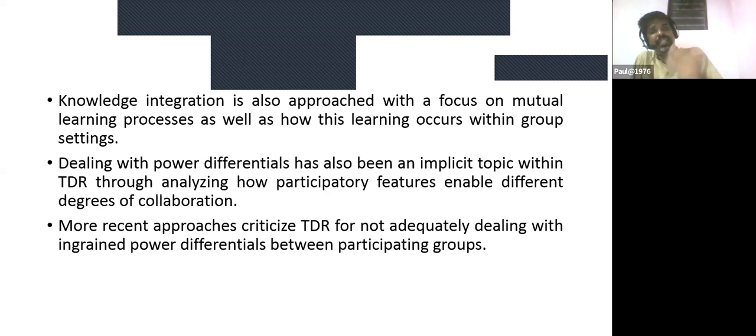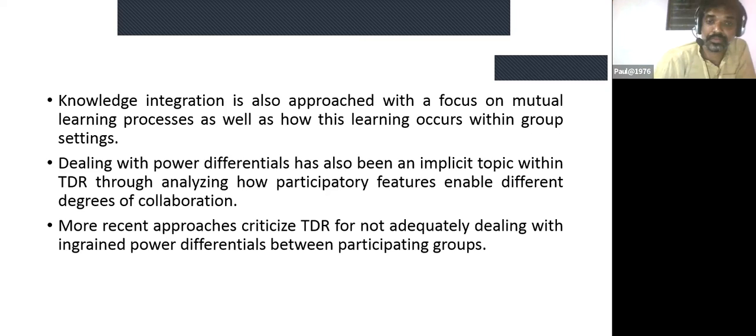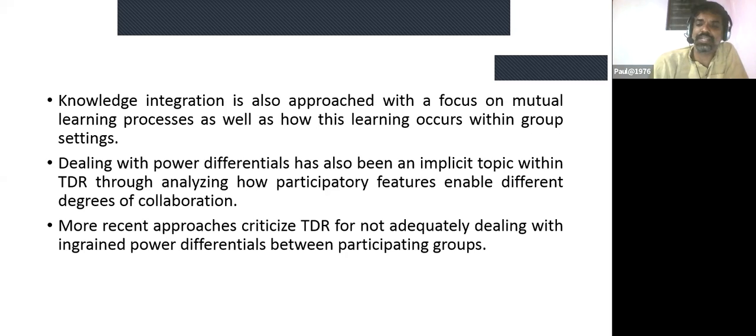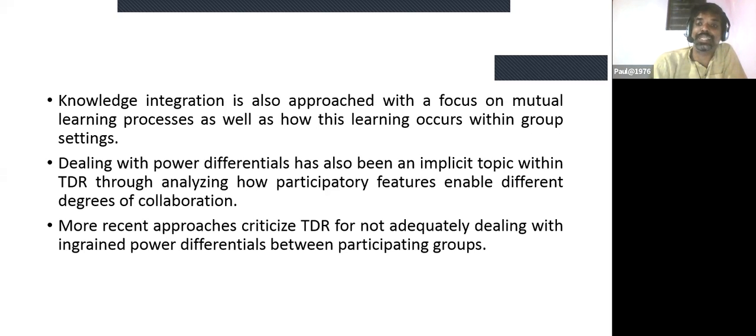So more recent approaches criticize transdisciplinary research for not adequately dealing with ingrained power differentials between participating groups, because, for example, in our society, there are different stratifications that exist. General category, OBC, SC, ST, etc. So how do they interact with each other? Do they have any kind of asymmetrical power differentials? And how did they reach these power differentials, etc.? It is a big question that needs to be analyzed by looking at the knowledge integration or the knowledge systems.